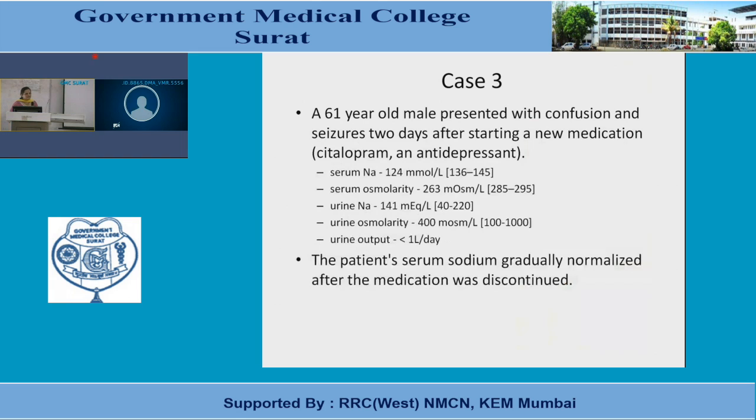This is the last case: a 61-year-old male presented with confusion and seizures 2 days after starting a new medication like citalopram. Sodium level was 124, osmolality 263, urine sodium was 141, urine osmolality was 400. The output was less than 1 liter. The patient's serum sodium gradually normalized after the medication was discontinued.